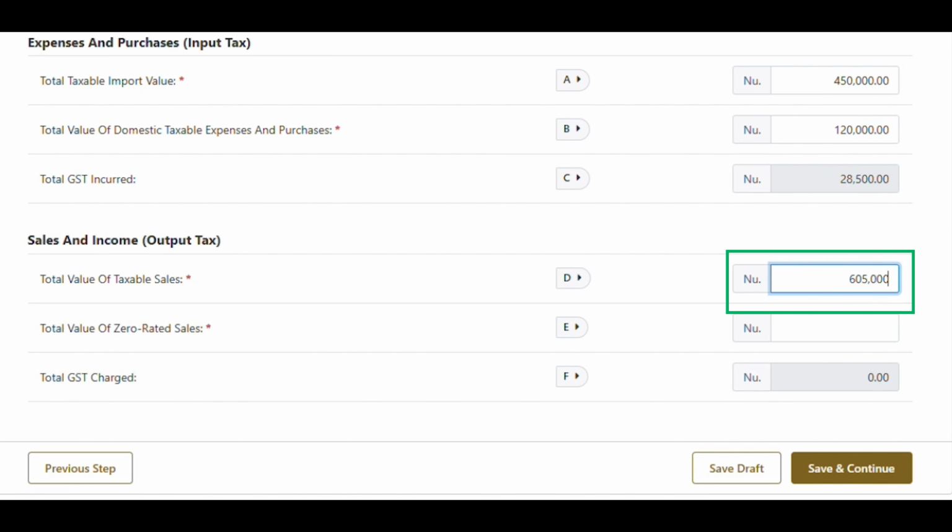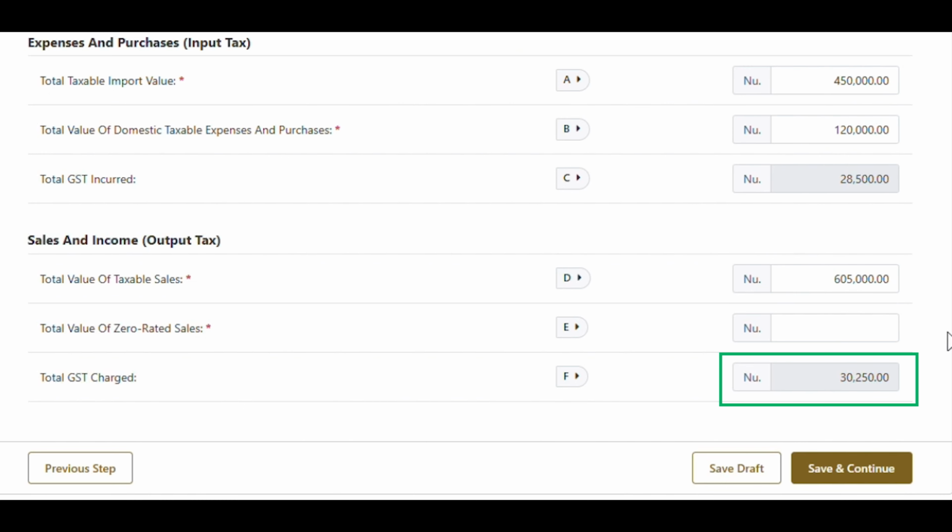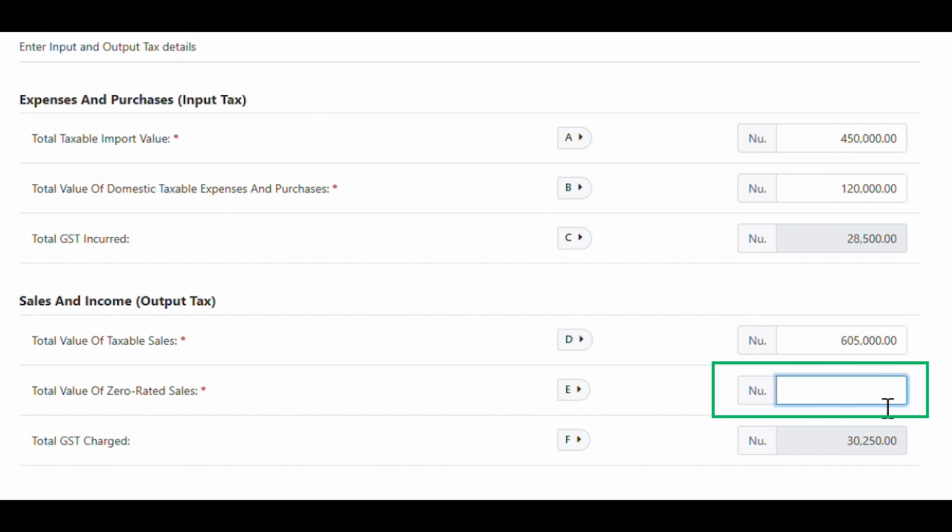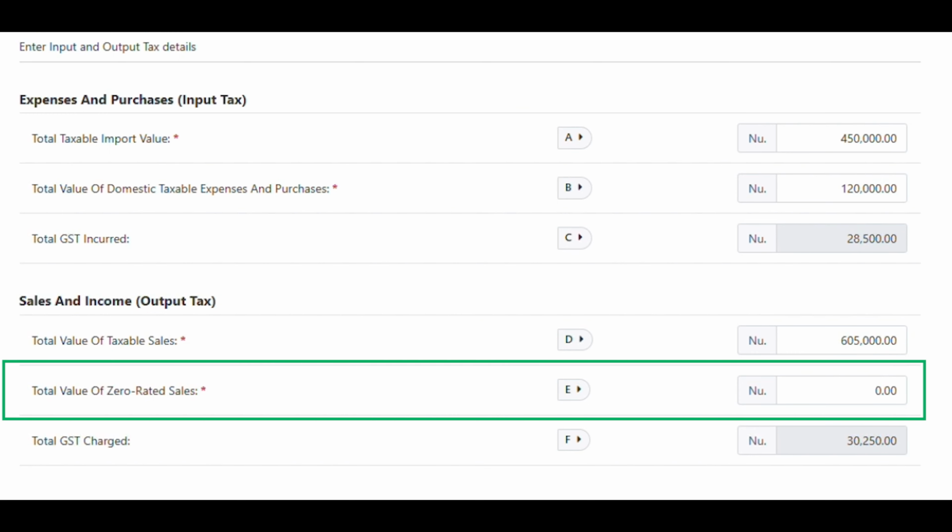BITS calculates the output tax of Nultrum 605,000 times GST 5% equals Nultrum 30,250. This is the amount Dragon Mart should have charged or collected from their retail customers. No exports this month? Dawa enters 0 in the 0 rated sales field. Important! Even if you have no exports, you must enter 0. Don't leave it blank. BITS needs to know you checked.